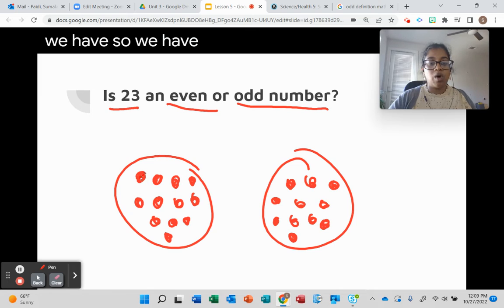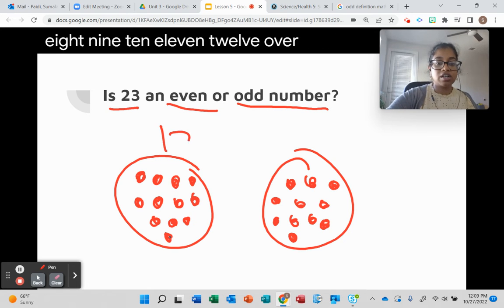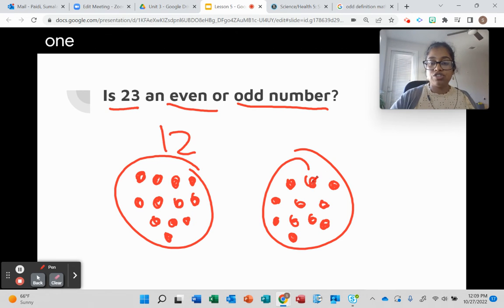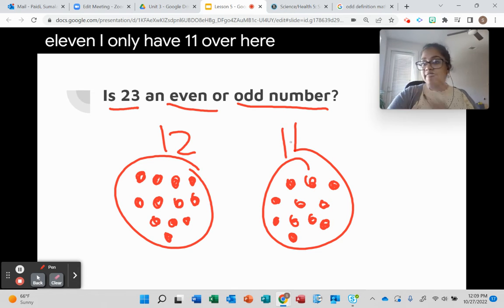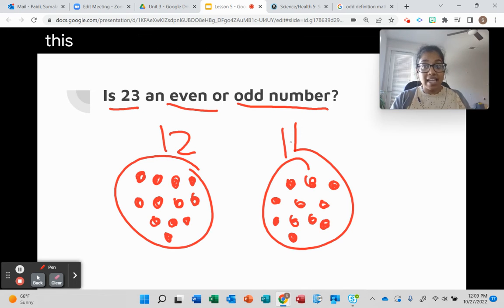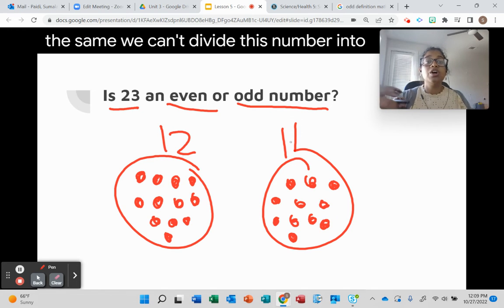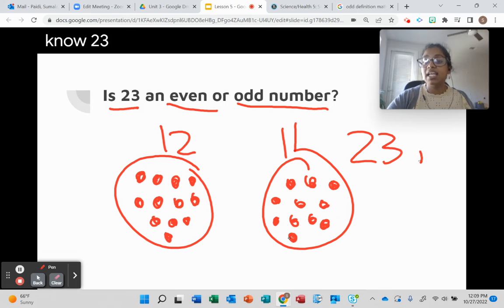We have 1, 2, 3, 4, 5, 6, 7, 8, 9, 10, 11, 12 over here. And we have 1, 2, 3, 4, 5, 6, 7, 8, 9, 10, 11. I only have 11 over here. These groups are not the same. We can't divide this number into 2. So I know 23 is odd.